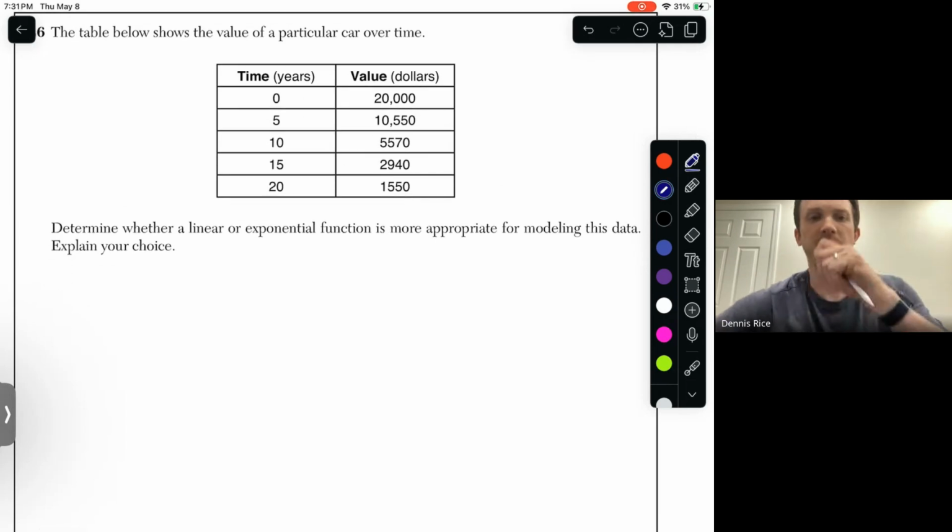Okay, so they give us a table of values. The thing to keep in mind with part 2, this is why I think it's so important to be familiar with how things are graded and scored. This is a 2-point question, right? Just putting linear or exponential is worth nothing here. It comes down to your explanation. How are you going to explain which type of model works better here?